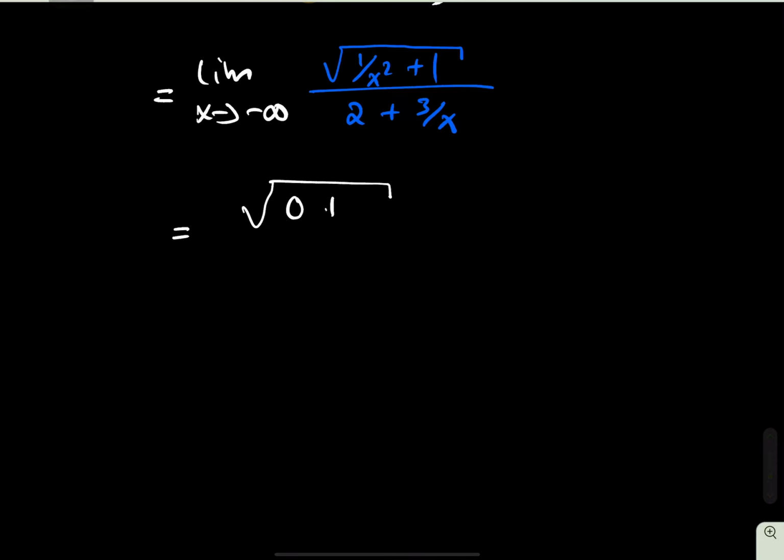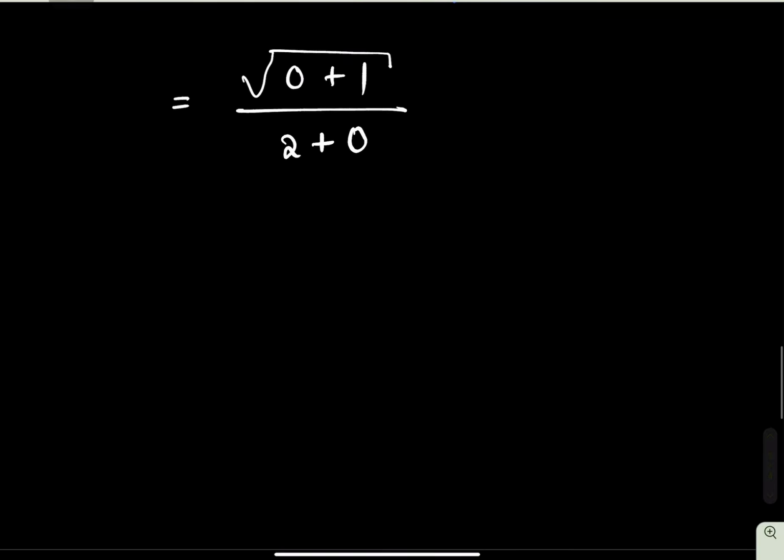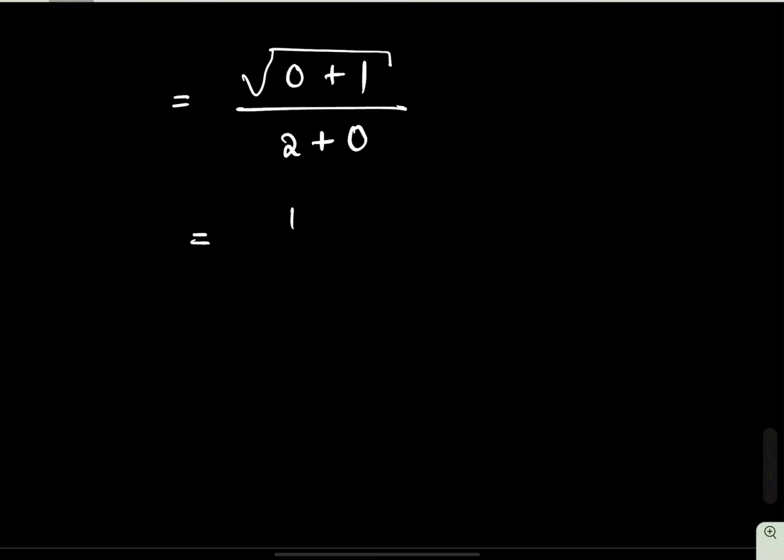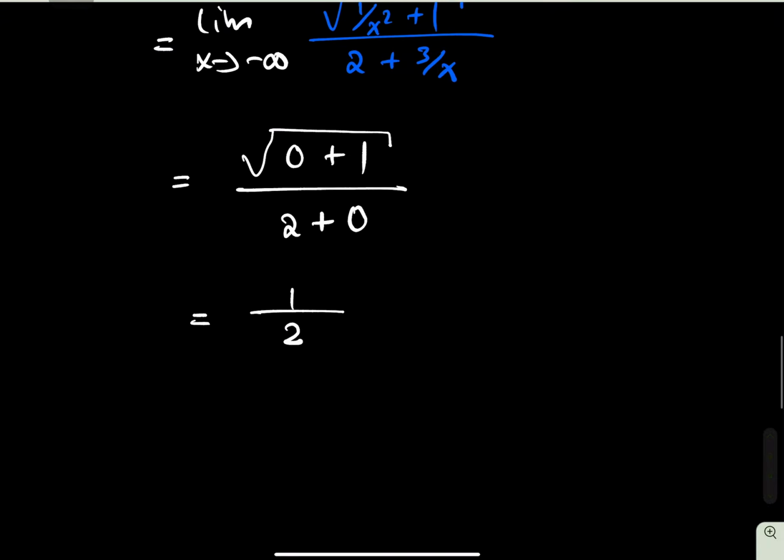So it's going to be (0 plus 1) there, divided by (2 plus 3 over negative infinity). We do not have a negative 0, so it's positive 0. Please, guys, get that stuff carefully. So you are primarily going to get 1 over 2 in there. When you square 0 plus 1, it's going to be 1. And then 2 plus 0, it's primarily a 2. So the answer, you can see that it ties down to a positive half. So this is how you'll go about this particular problem.